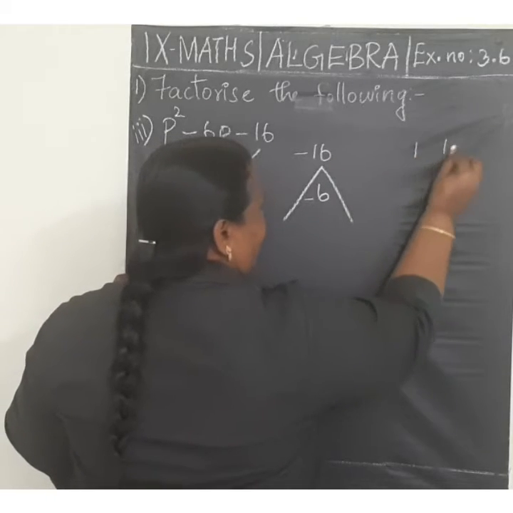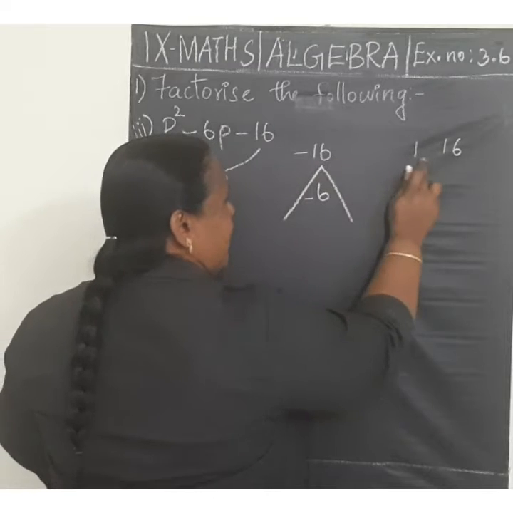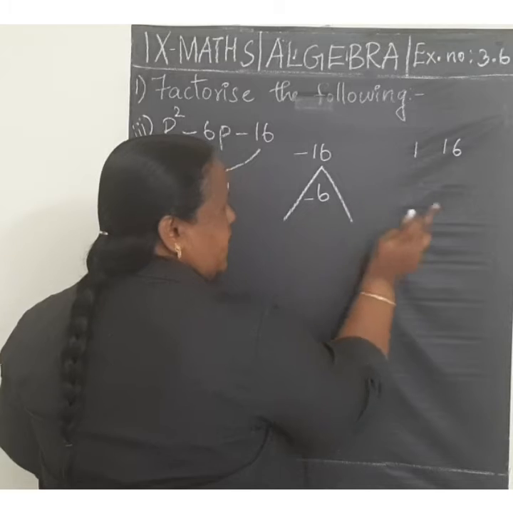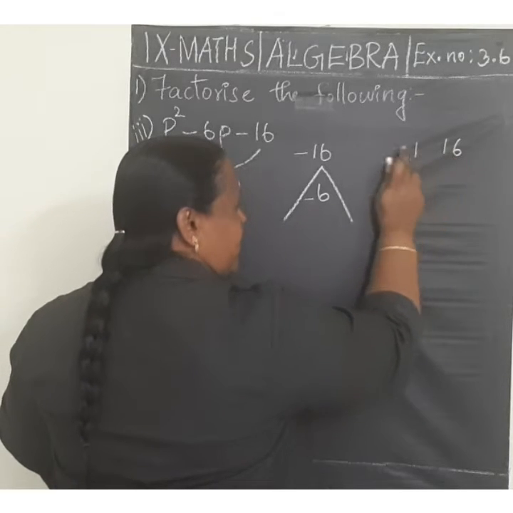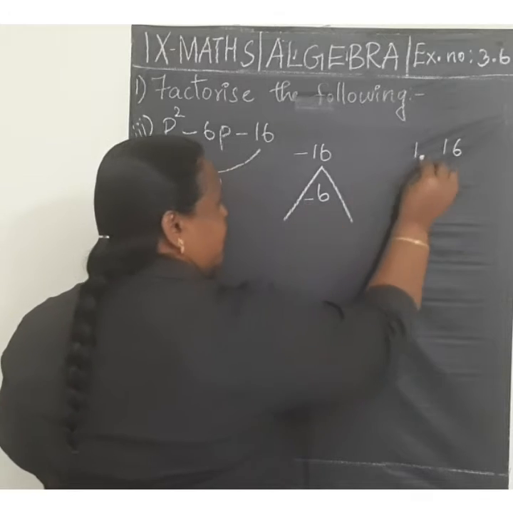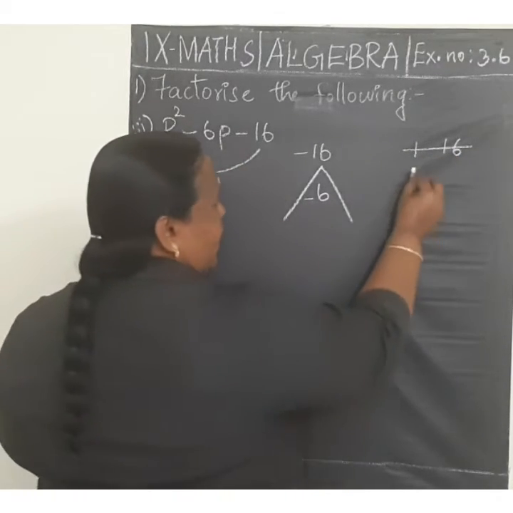So now we find the factors for the 16. If we take 1 and 16, if we multiply this one, we will be getting 16. If we add this one, we will be getting 16 plus 1, 17. We are not getting minus 6. If we subtract this one, 16 minus 1, we will be getting 15. We are not getting minus 6. So we can't take this 1 and 16. Next we will go for the second table.